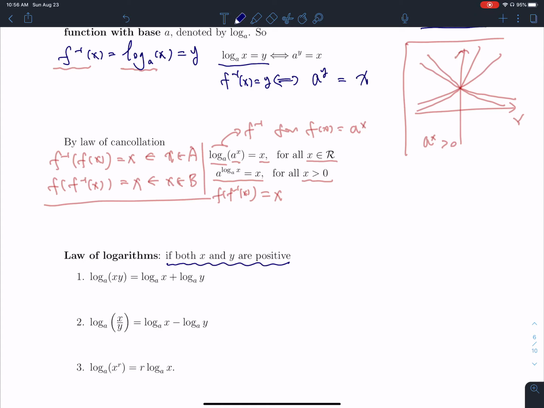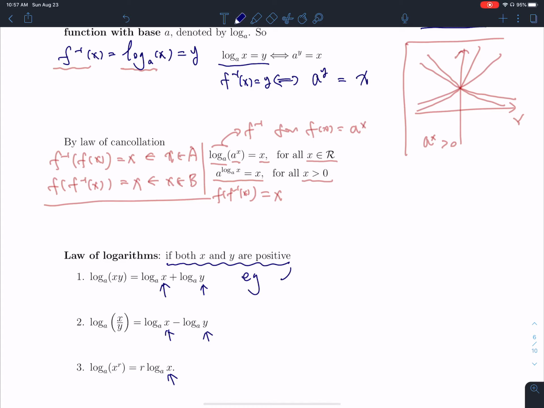If both x and y are positive, well, in some cases, can x and y be negative? No, because essentially both x and y are showing up as the input for the log. So all of them have to be positive. Otherwise, this log function cannot be evaluated. Okay, so what is the first law? The first law is this.